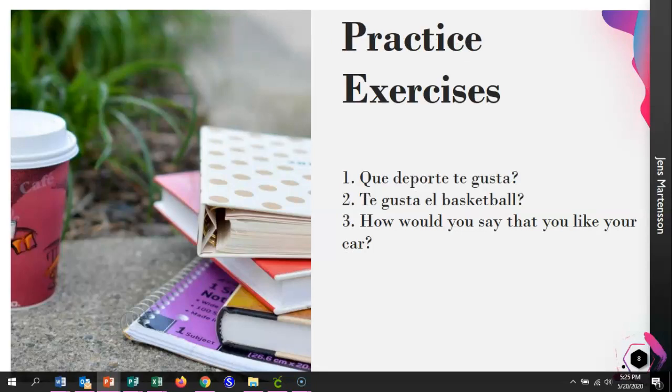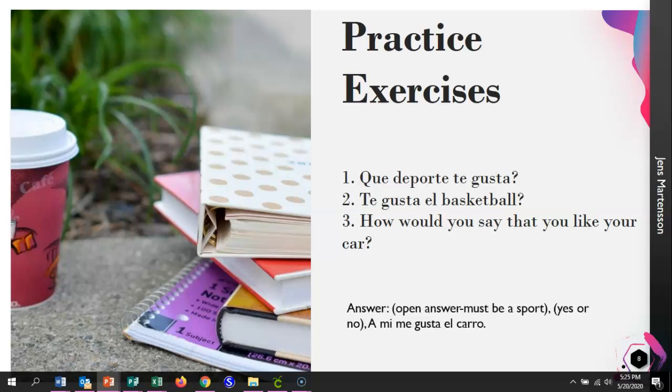Got a couple of practice exercises for you, and once again, pause the video if needed. Number 1 says, ¿Qué deporte te gusta? Number 2, ¿Te gusta el básquetbol? And then how would you say that you like your car?